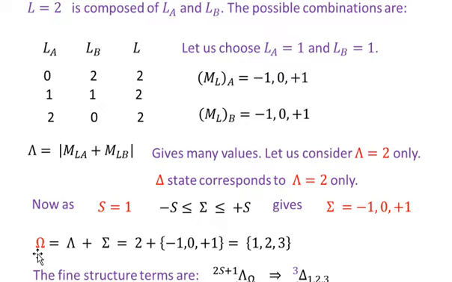Omega, which is the total projection, is equal to the sum of the projections due to capital lambda and capital sigma. You know that we have fixed the value of capital lambda equal to 2 always in this example. So lambda is equal to 2 and sigma has values given in the set minus 1, 0, plus 1. And of course, the total value of omega will be equal to 1, 2, 3.